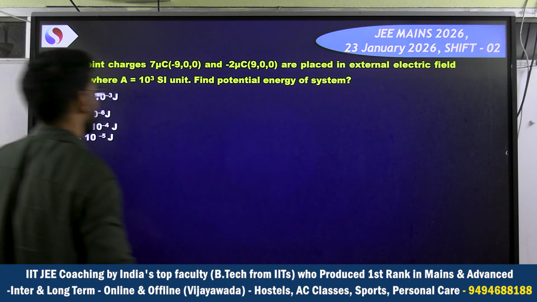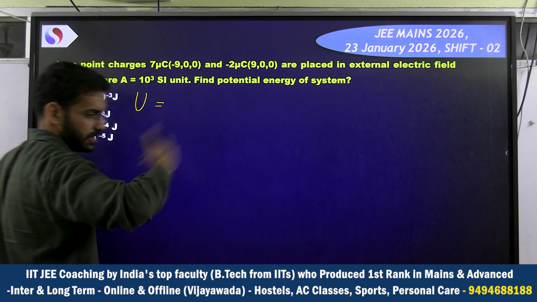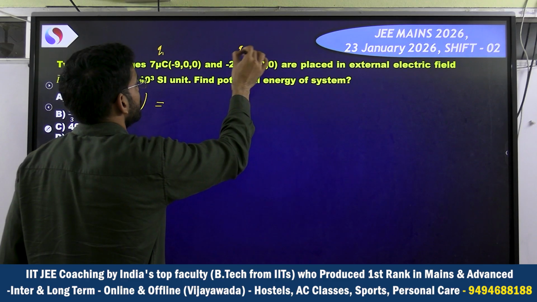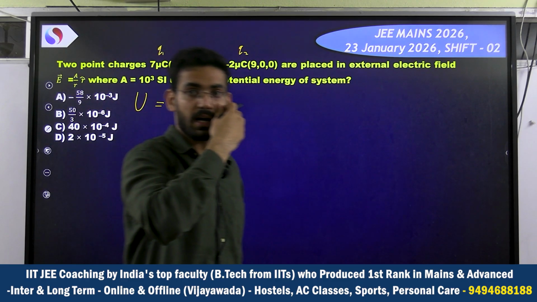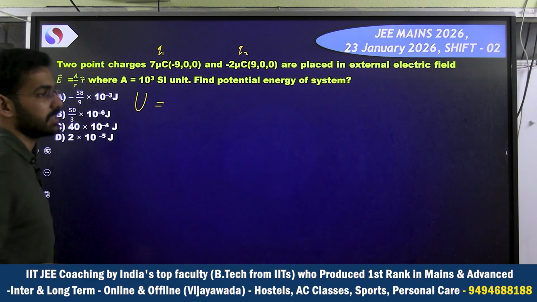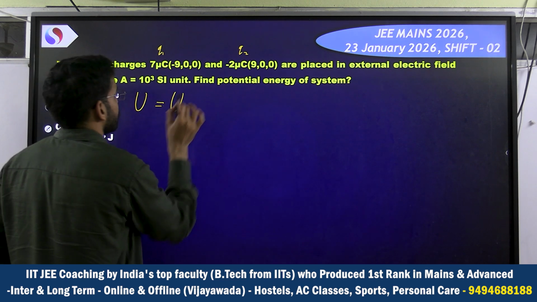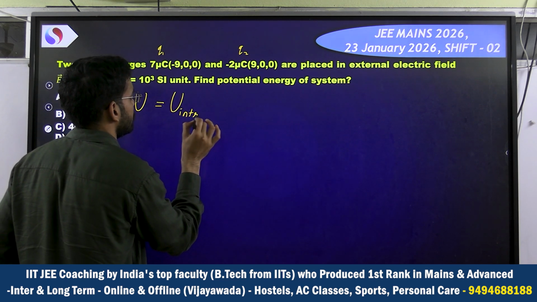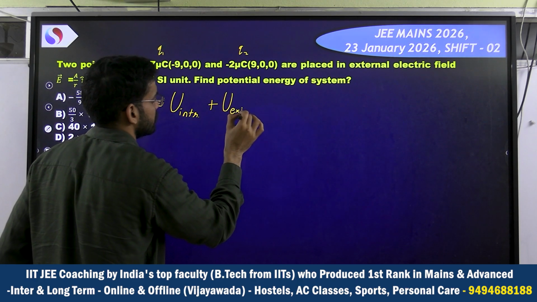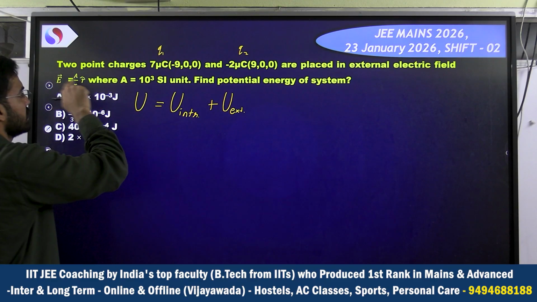Understand one thing. Here, when you say total potential energy, one part is between them, Q1 and Q2. You can say this is Q1, this is Q2, right? So K Q1 Q2 by R is the interaction potential energy, and they are also in the external electric field, so due to that also potential energy will come, right? So there will be an interaction potential energy between the charges, and there will be potential energy due to this external electric field, right?